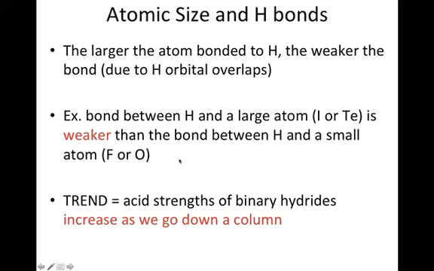So a general trend is that as we go down a column or family, the acid strength of a binary hydride, like hydrofluoric, hydrochloric, hydrobromic, hydroiodic, is going to increase. The acidic strength increases as we go down the column.